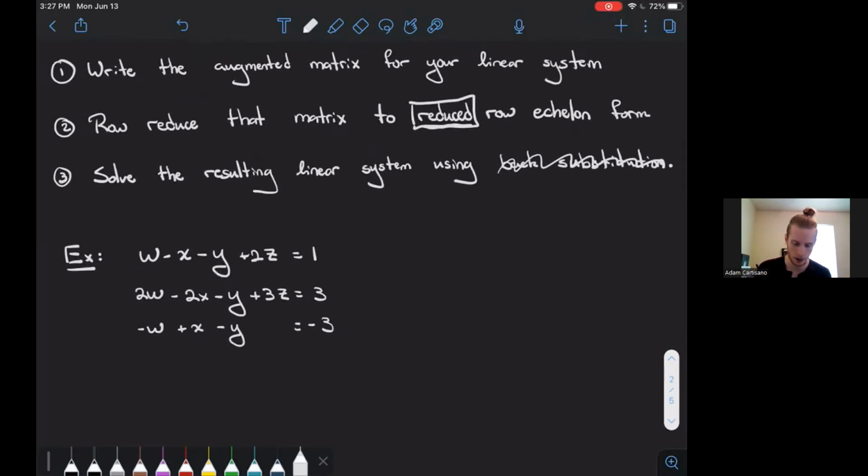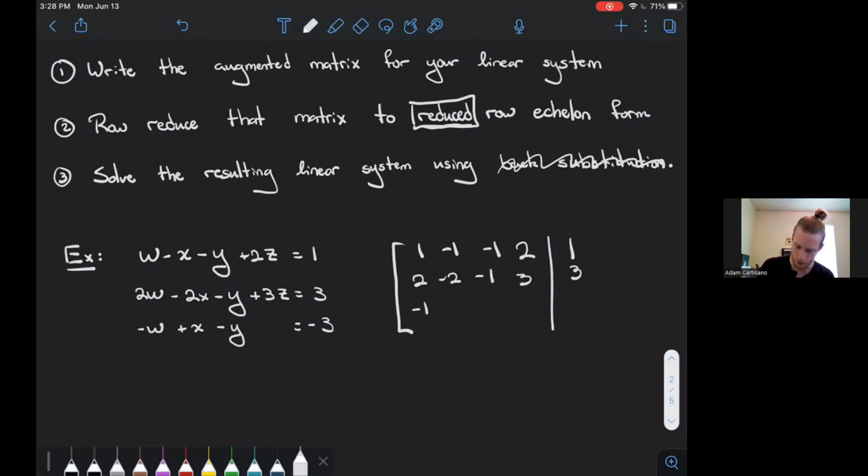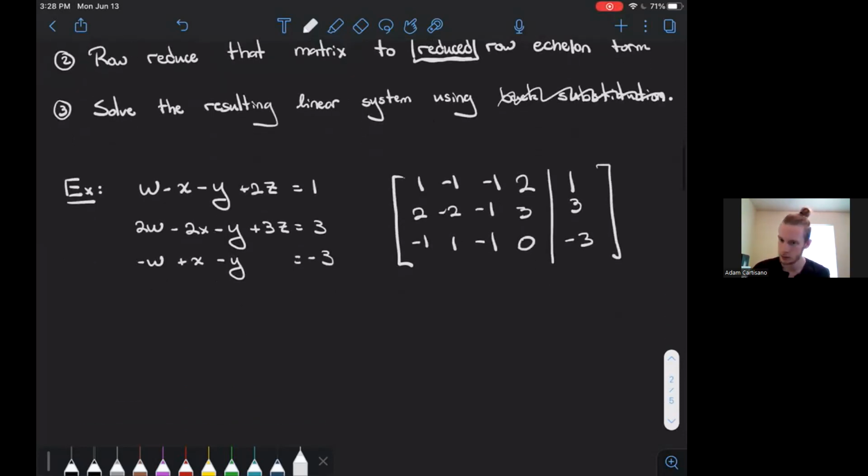So this linear system has the augmented matrix 1, -1, -1, 2, augment 1, and then 2, -2, -1, 3, 3. And then -1, 1, -1, 0, -3. Now, what we did before was go to reduced echelon form.